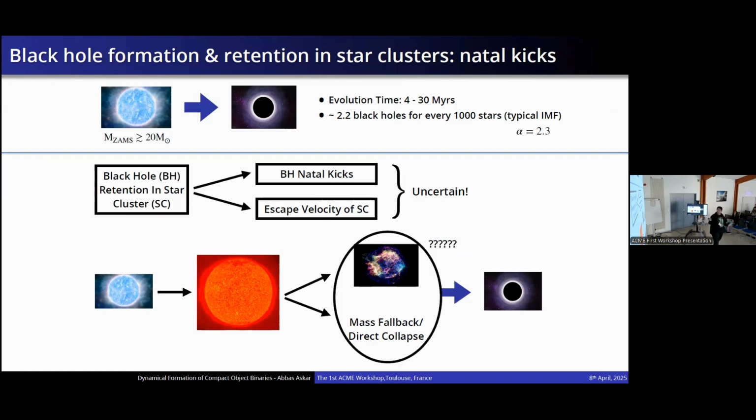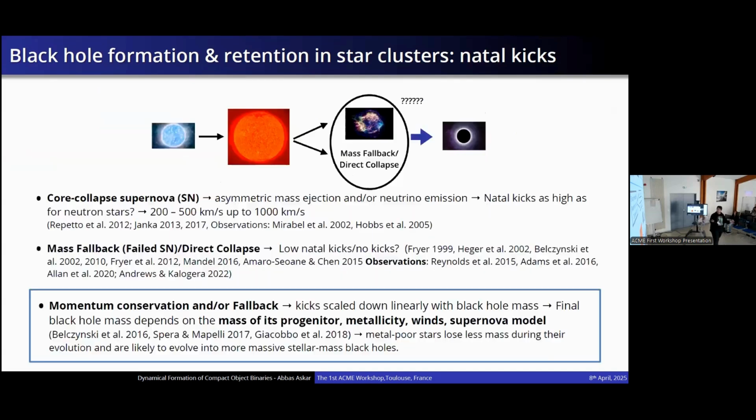There's some uncertainty whether stars actually directly collapse or they undergo core collapse supernovae, and this can have a consequence on the natal kicks that they receive. With core collapse supernovae, which form neutron stars, we know from the distribution of neutron stars in the galaxy and the distribution of their proper motions that they're moving quite fast. And this has led people to infer that they're born with high natal kicks, which can be a few hundred to up to 1,000 kilometers per second.